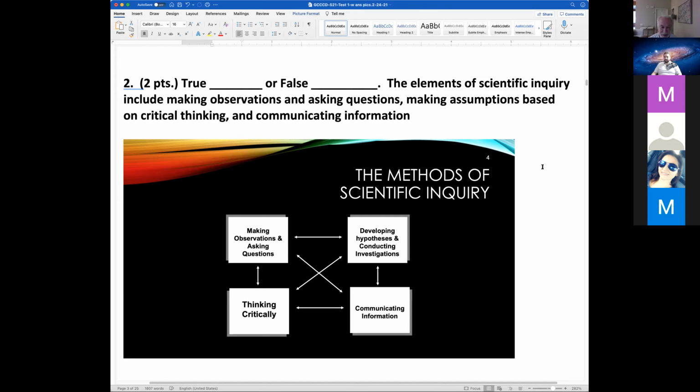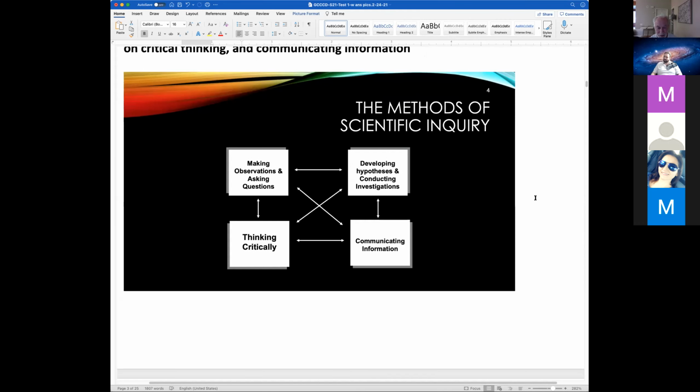Making assumptions is not part of the scientific method of inquiry. You don't make assumptions first and then try to get evidence. You make an observation and then develop a hypothesis and conduct investigations. You don't make assumptions. So that is why that statement was graded false.